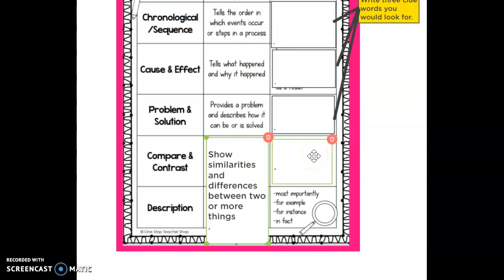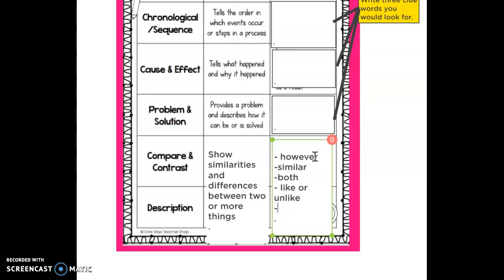Now some clue words we might see for a compare and contrast text structure. So you might see however. You might see similar. You might see both. Or words like or unlike. Or we might see something like difference or on the other hand. Go ahead and type those out. Pause the video if you need more time.